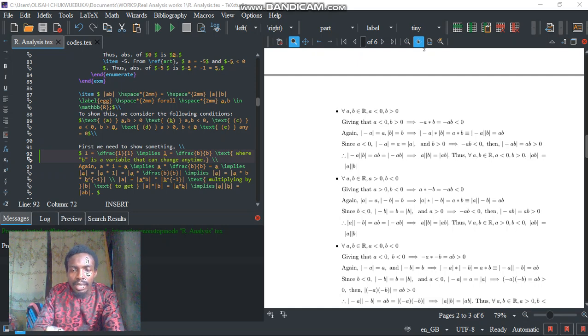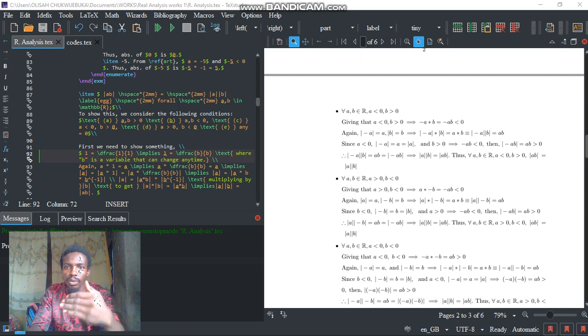Now again, since A is less than 0 and B is greater than 0, negative A times B is going to give us negative AB. Of course, it is less than 0. But there's something else I want us to understand: the absolute value of any negative number is also a positive number.